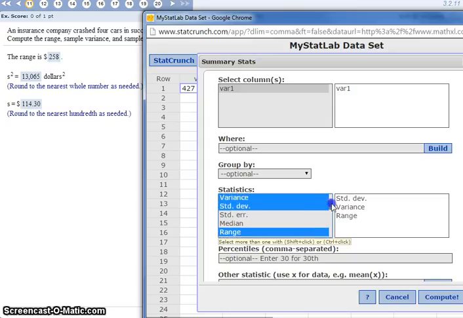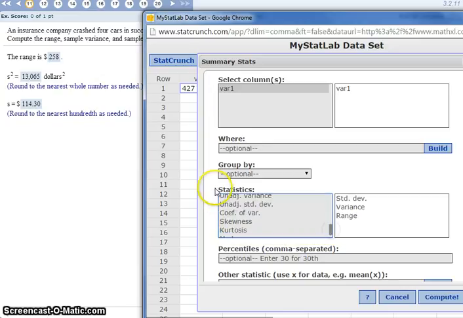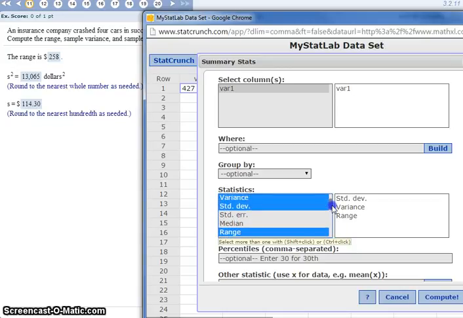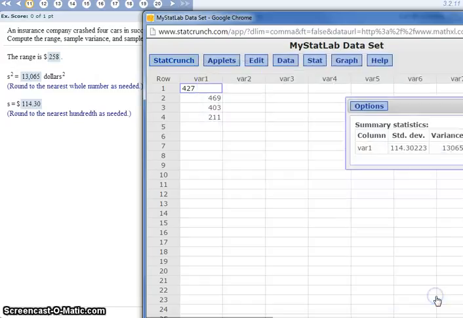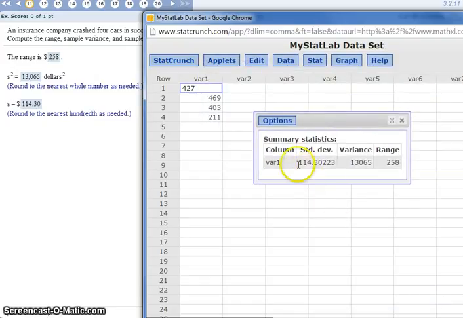And be sure to use these values here for sample variance and sample standard deviation. There are some at the bottom, unadjusted variance, unadjusted standard deviation. That would be if you had the entire population of data, but the problem clearly says we have a sample, so use the sample variance and sample standard deviation. When you hit compute, it's going to calculate all the numbers you want here. So your variance, your range, and your standard deviation.